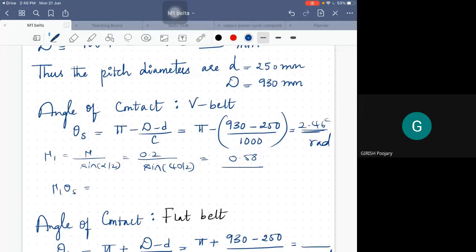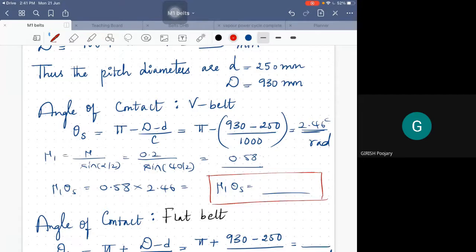This is the value which I need to compare, isn't it? μ1 is what? 0.58 cross theta s value is 2.46. μ1 theta s is 1.42. Keep this aside. Now you come to the V belt calculation.